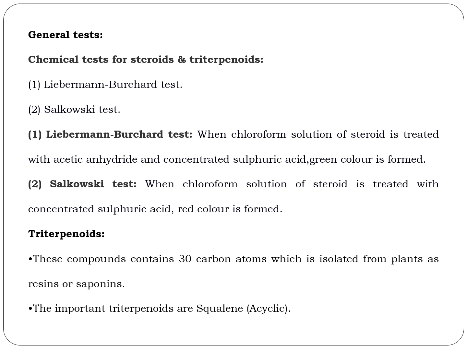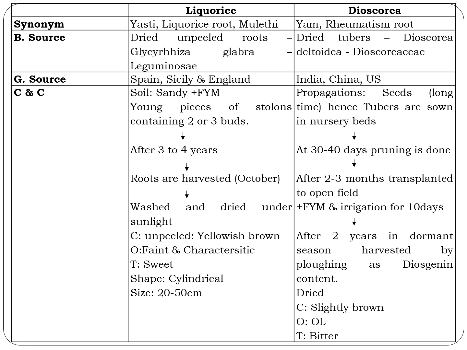The triterpenoids contain 30 carbon atoms and are isolated from plants as resins or saponins. The important triterpenoid is squalene, which is acyclic in nature. Let us see some of the drugs which come under steroids and triterpenoids.